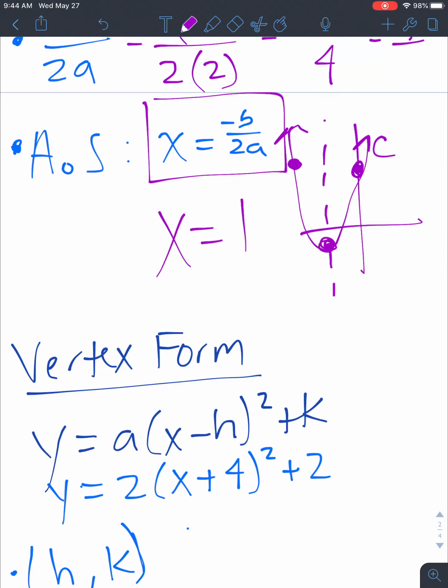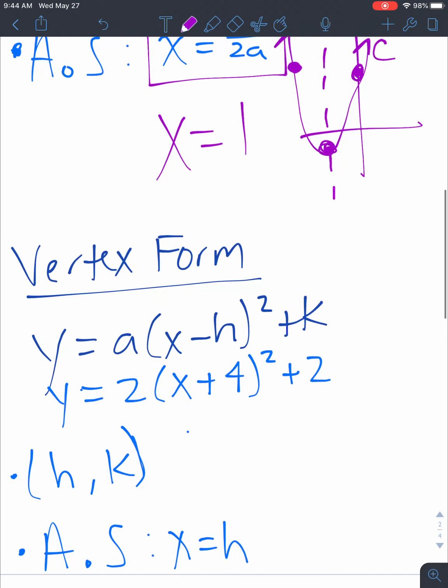All right, after we worked with standard form, we came to vertex form. Now, vertex form is really helpful because it gives us information in terms of the vertex. And h comma k is always your vertex. So here, in our example, our general form is y equals a times x minus h quantity squared plus k. And in our example, we have y equals 2 times x plus 4 quantity squared plus 2.